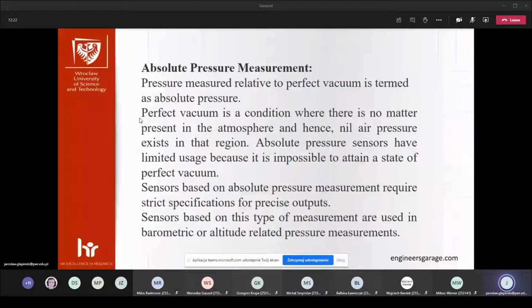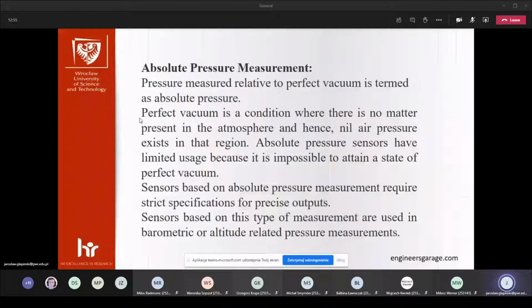So we have to know what pressure is set as the vacuum pressure. Sensors based on this type of measurement are used especially in barometric pressure or altitude-related pressure measurements. So in our planes, or in our cellular phones, sometimes we can find a barometric pressure sensor, whose reading can be converted into altitude measurement. So we should know how they work.